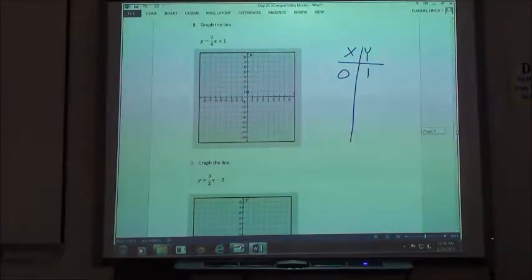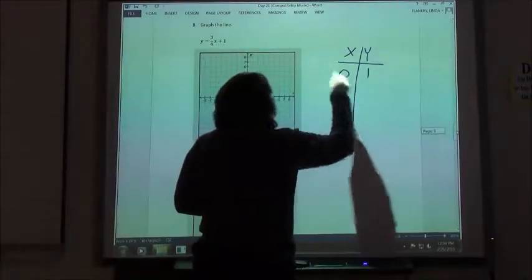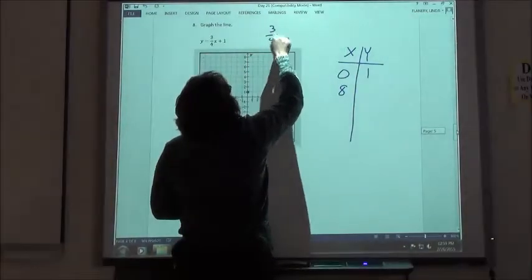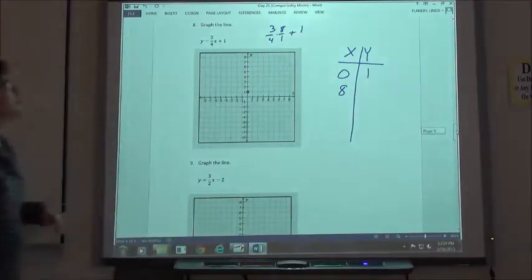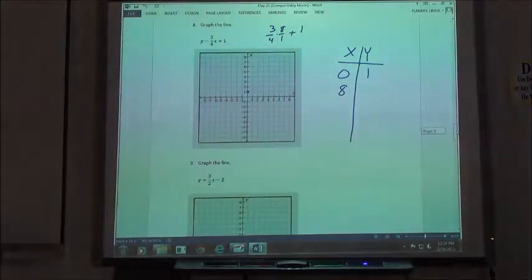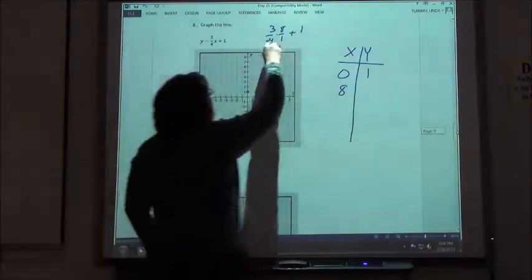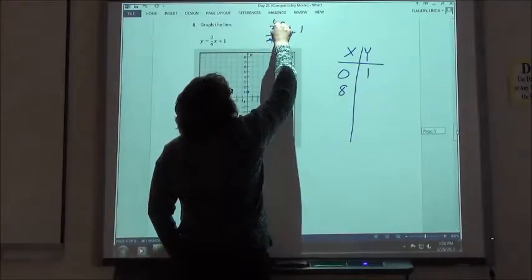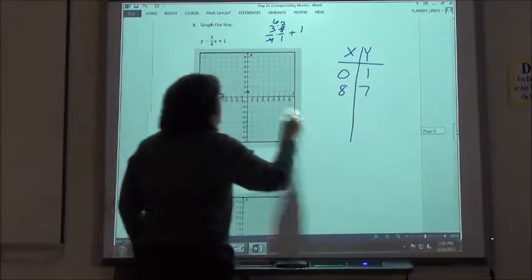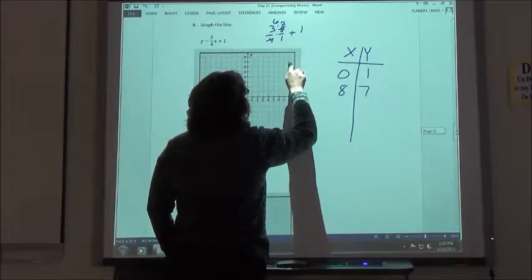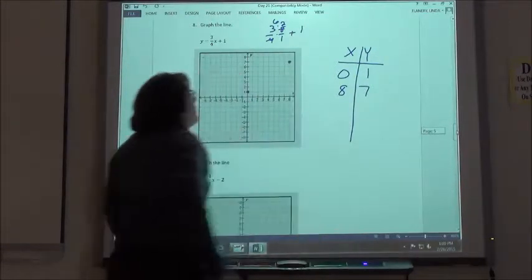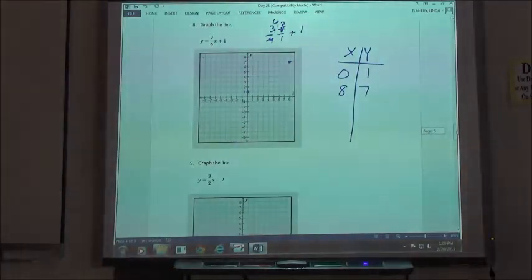What's the next number I might want to put in for x? 8. 8 sounds good. So 3/4 times 8 over 1 plus 1. What kind of answer am I going to get? 7. 4 goes into 8 2 times. 2 times 3 is 6, and 6 plus 1 is 7. So over 8, up 1, 2, 3, 4, 5, 6, 7. We probably don't want to pick a bigger number than 8 because we wouldn't fit on our graph.